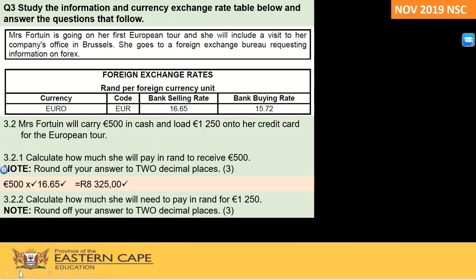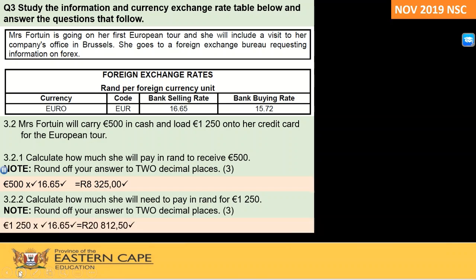And the next question is, which rate should we be using, the bank buying rate or the bank selling rate? What is the bank doing with the foreign currency? The bank is selling the foreign currency to Mrs. Fortuin. And you will see that is evident on the screen, where you have 1,250 euro, which you multiply by the rate of 16.65, which is going to give Ms. Fortuin 20,812 Rand and 50 cents.